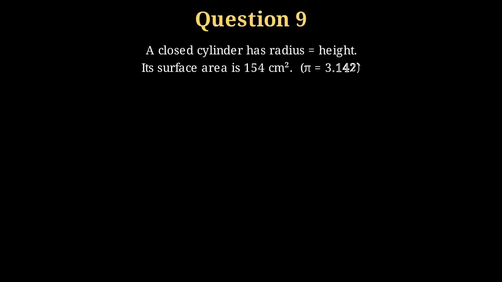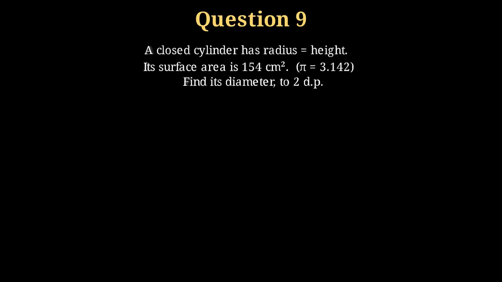Question 9. A closed cylinder has its radius equal to its height. Its total surface area is 154 square centimetres, and we're told to use pi as 3.142. We need the diameter to 2 decimal places.